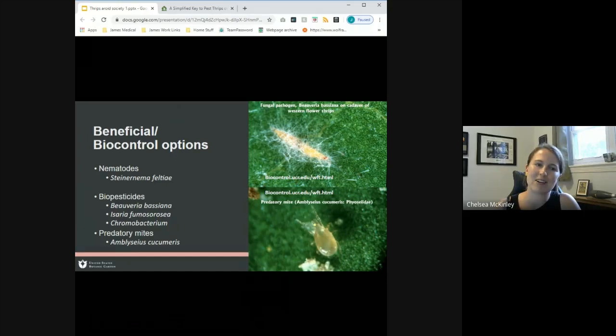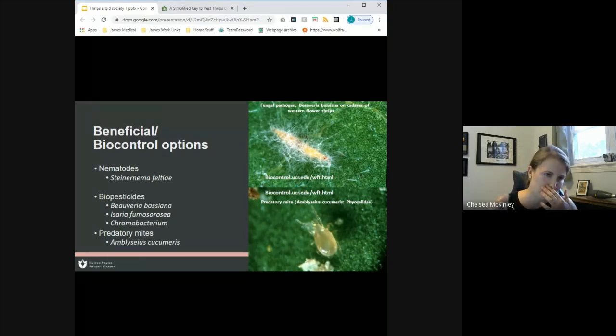So first off, I'll mention nematodes. Steinernema feltiae is one of the most common ones out there that you can buy commercially. And they provide varied results to some degree. They attack the pupa in the soil, and so they're great for that stage. And I think that they're great in combination with other treatment methods.